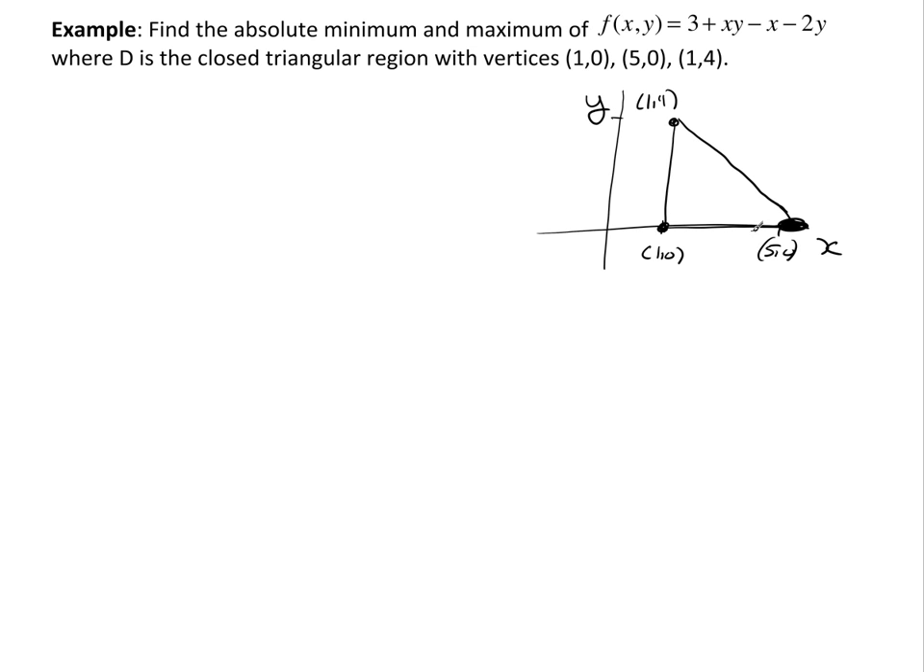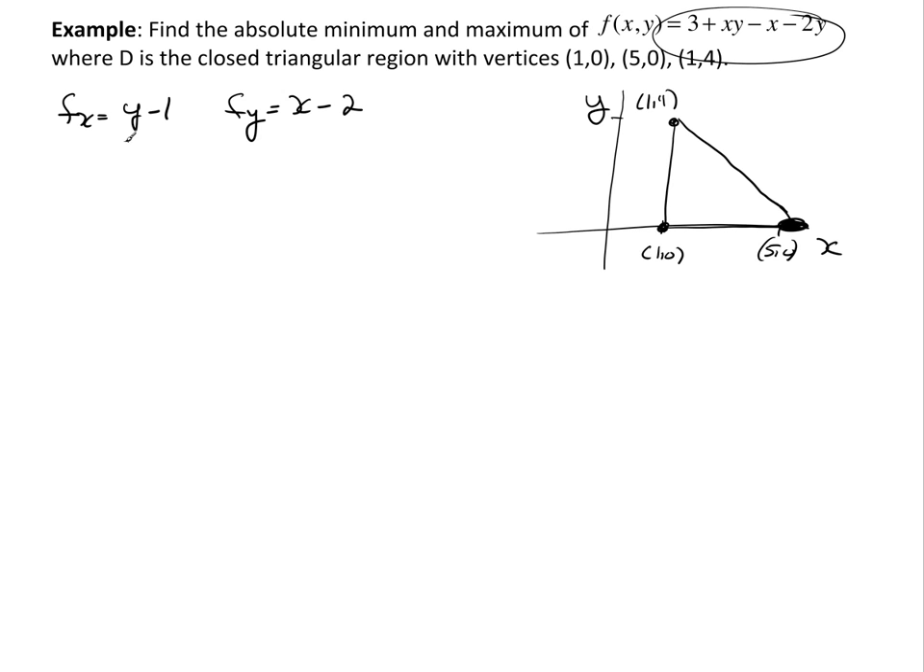So up above here, there's some surface that every point (x,y) down here corresponds with z, up on this surface someplace. So the first thing I need to do is take a look at the partials, set them equal to 0, and define my critical points. The partial with respect to x is going to be y minus 1. And then the partial with respect to y is going to be x minus 2.